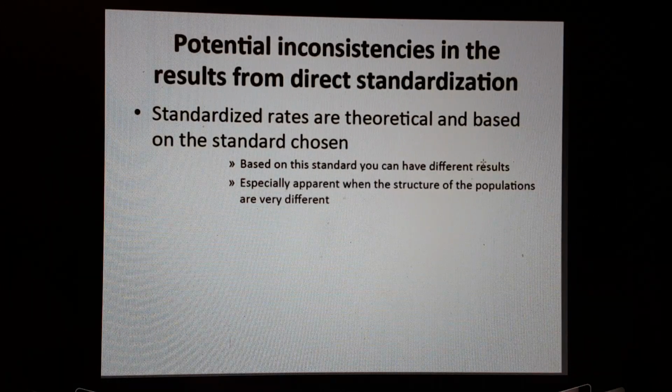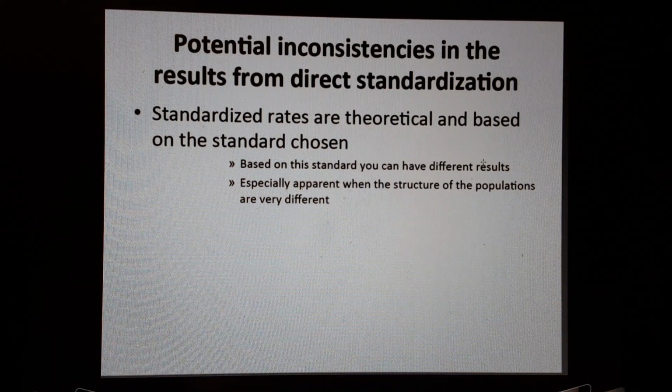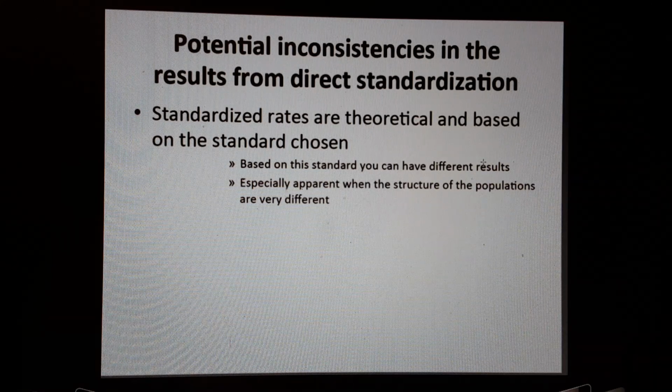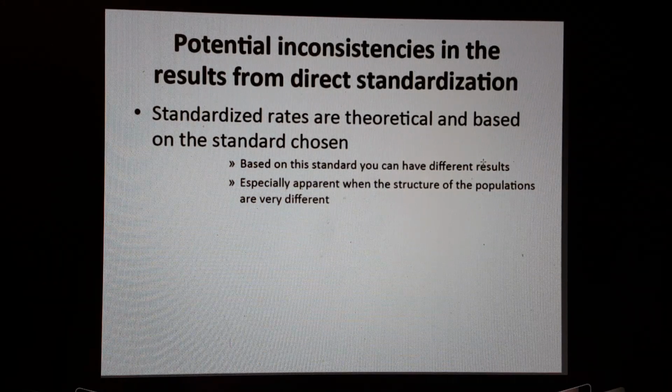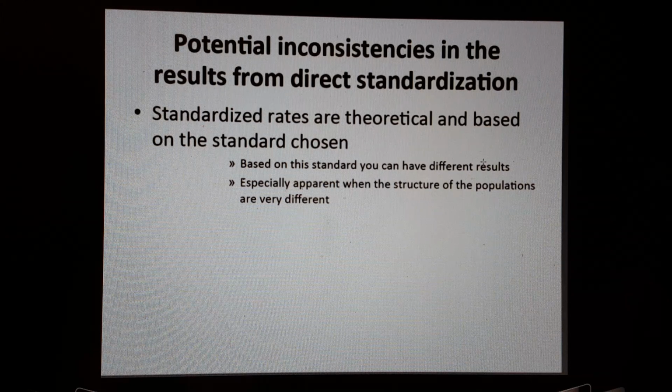The one issue with direct standardization is that you can have potential inconsistencies in the results. So standardized rates are theoretical and based on the standard chosen. So based on the standard, you can have different results. And this is especially apparent when the structure of the populations are very different. So depending on if you're using perhaps a very young standard population, something like Ecuador, compared to a very old standard population, like Japan, that's a very aging population, those could give you very different answers.